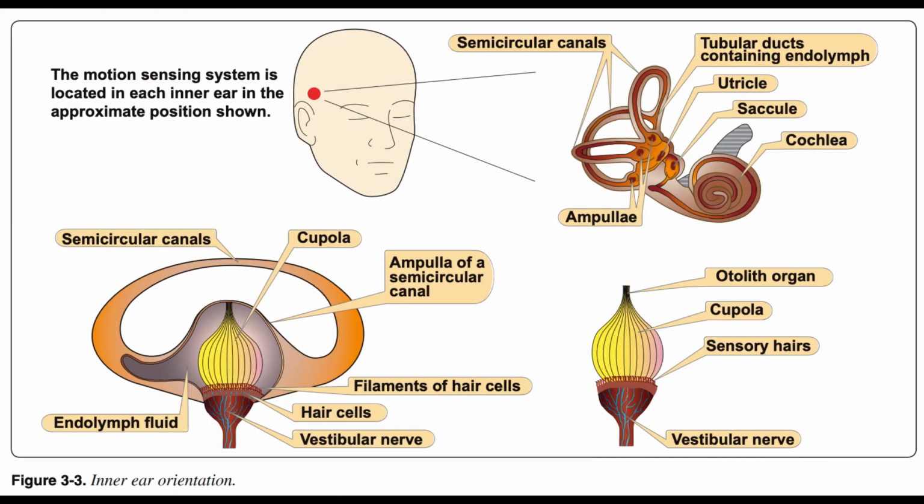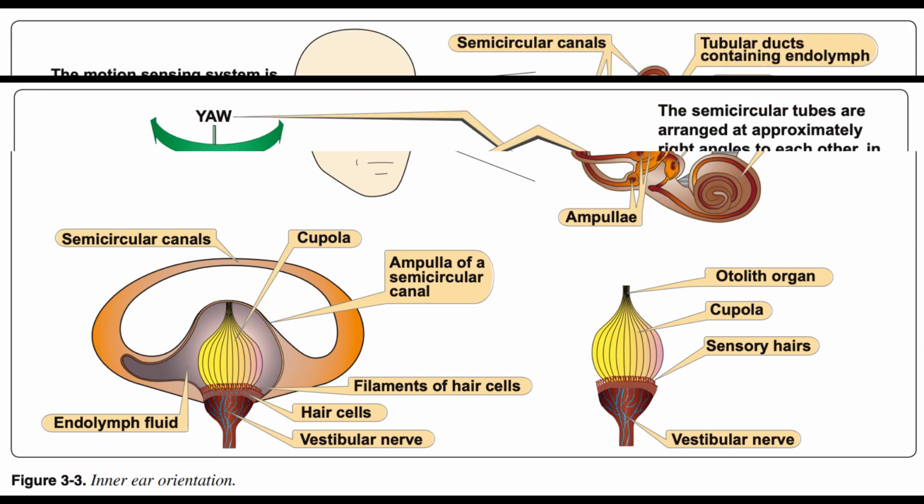Ears. The inner ear has two major parts concerned with orientation, the semicircular canals and the otolith organs. Figure 3.3, the semicircular canals detect angular acceleration of the body, while the otolith organs detect linear acceleration and gravity. The semicircular canals consist of three tubes at approximate right angles to each other, each located on one of three axes, pitch, roll, or yaw, as illustrated in Figure 3.4.